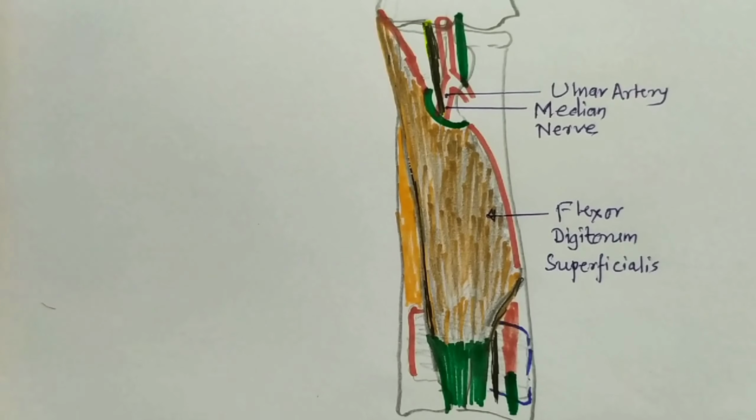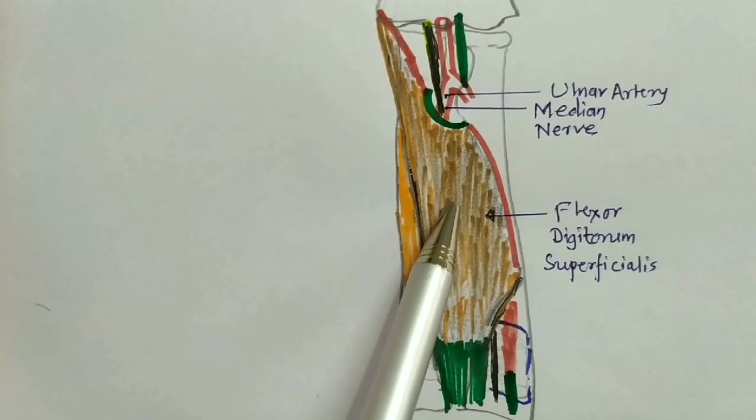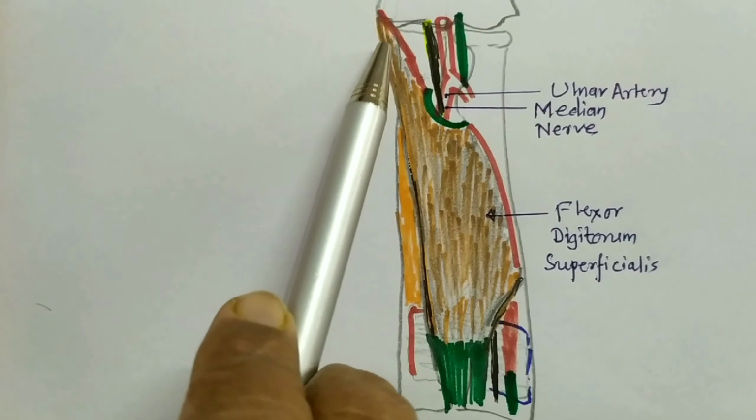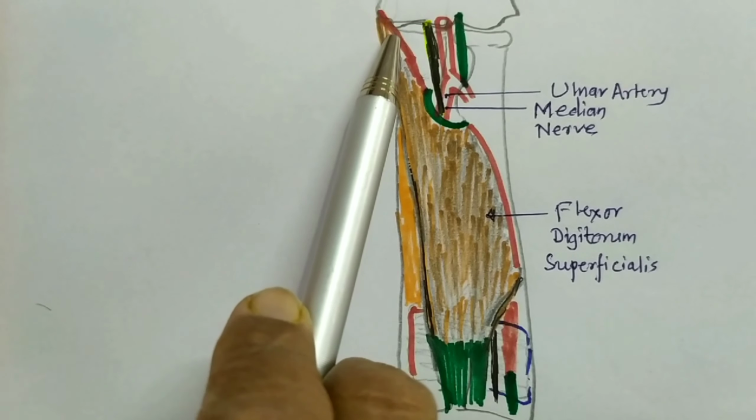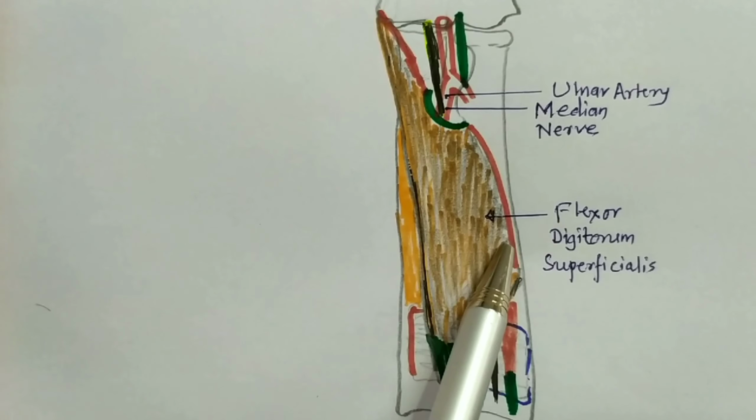The flexor compartment of forearm consists of 5 superficial muscles. Out of these 5 muscles, the flexor digitorum superficialis lies at slightly deeper plane. It takes origin by 2 heads. One is humero-ulnar head and second is radial head.